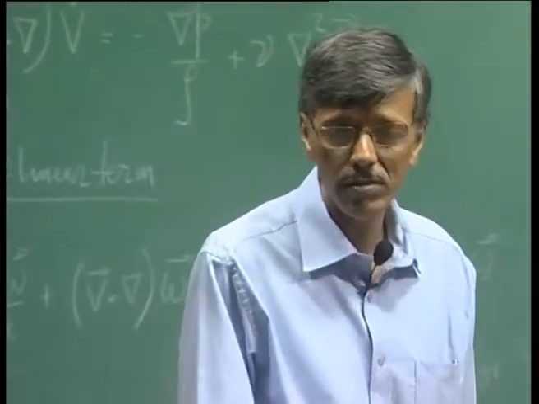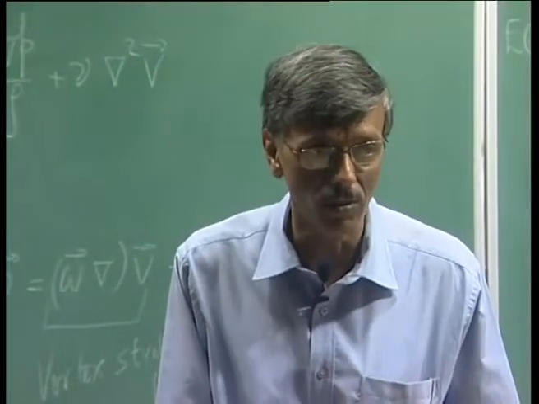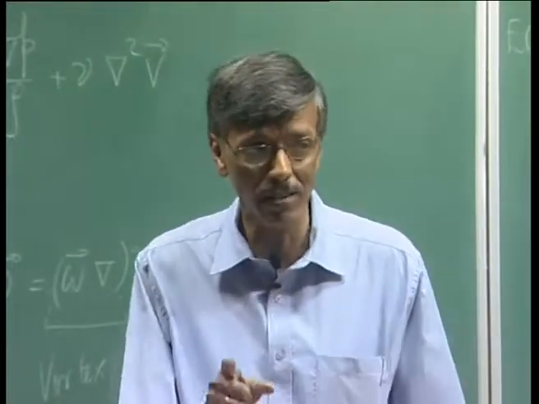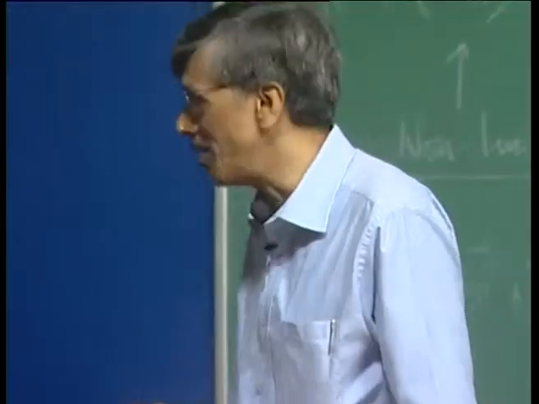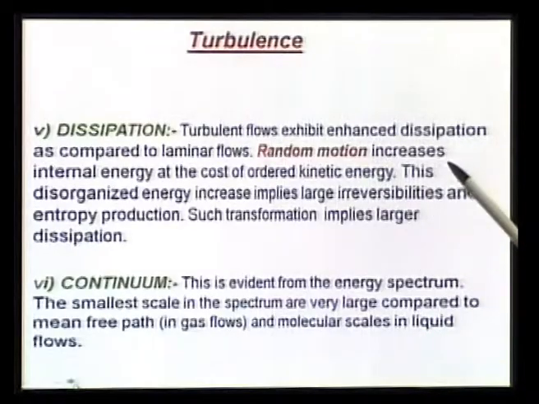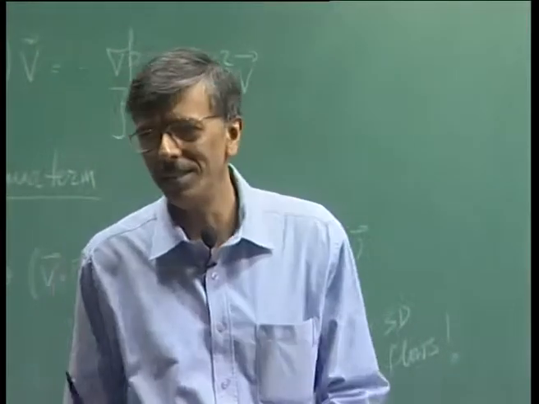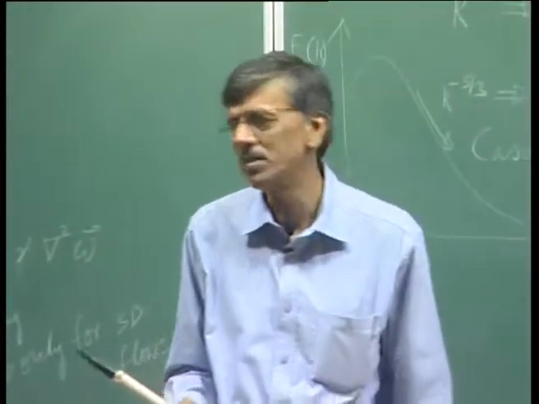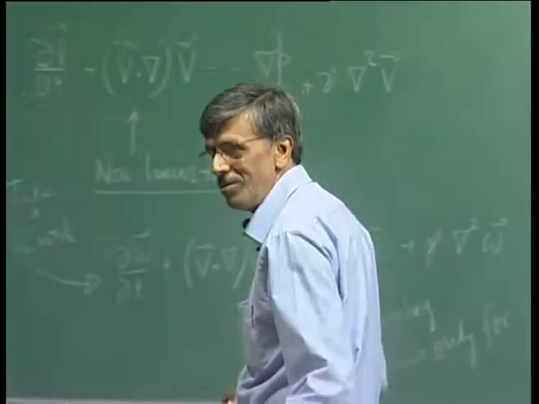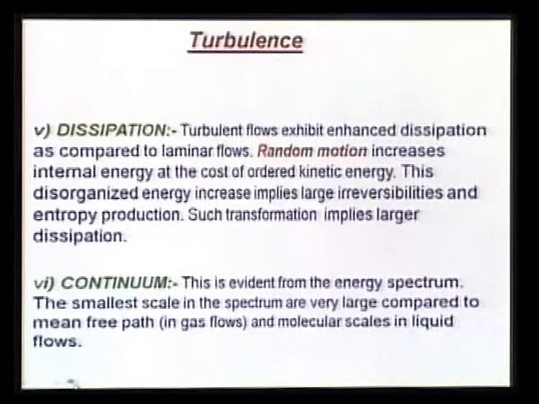You have randomness at the microscopic scale even for laminar flow, but turbulence is special in that it brings in the randomness at the macroscopic level. That is something that we need to understand. So, when I have that, what will happen? The moment I remove orderliness, I bring in randomness, then from your thermodynamics knowledge you will say, of course, internal energy is increasing.